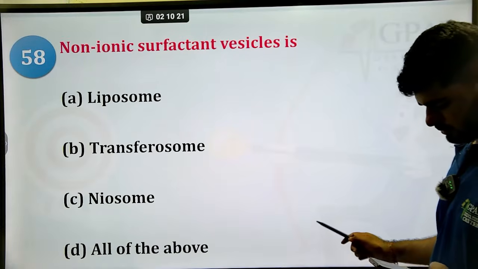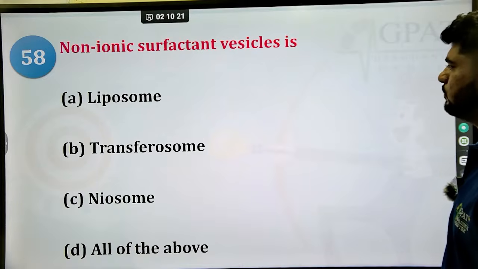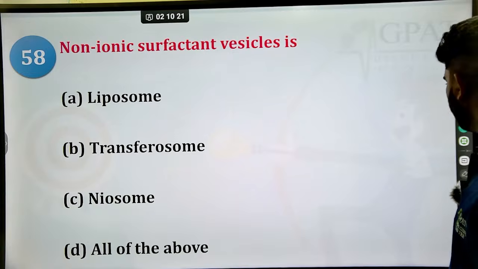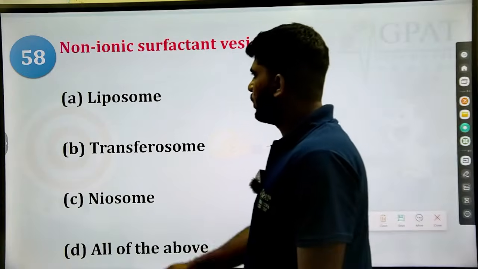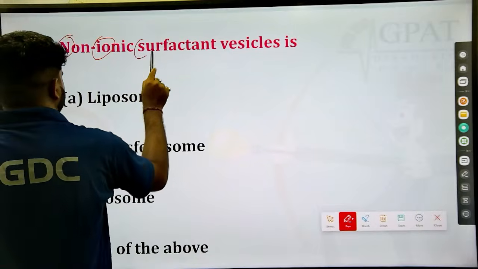Okay. Sure. Non-ionic surfactant vesicle is liposome, transferosome, niosome, or all of the above, as the name suggests only. See, non-ionic surfactant.